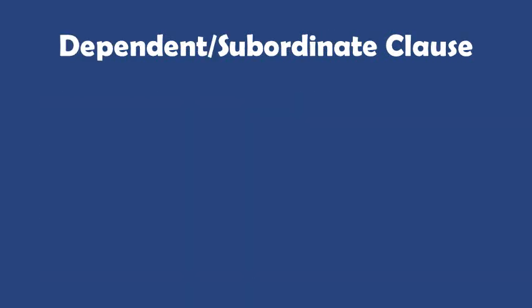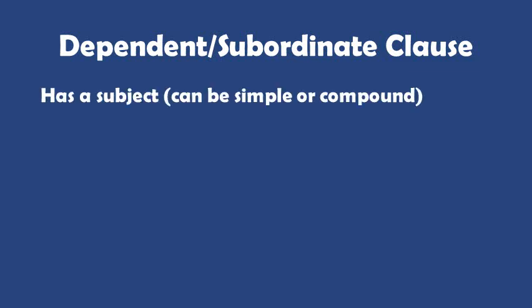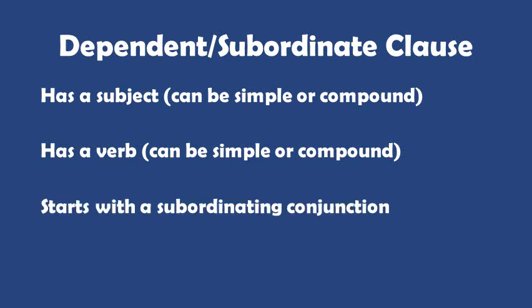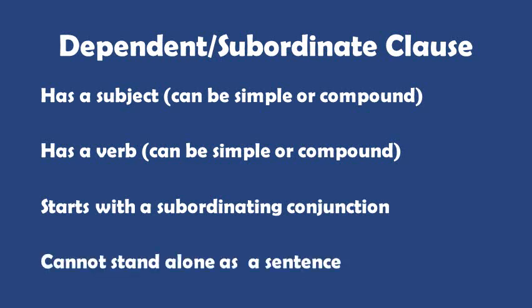A dependent or subordinate clause has a subject that can be simple or compound, has a verb that can be simple or compound, starts with a subordinating conjunction, and cannot stand alone as a sentence.